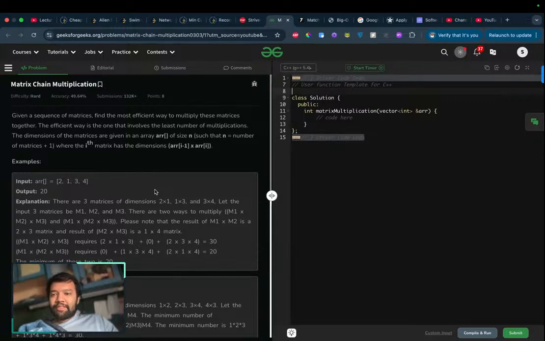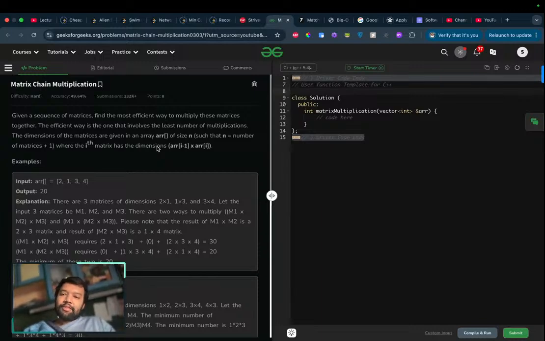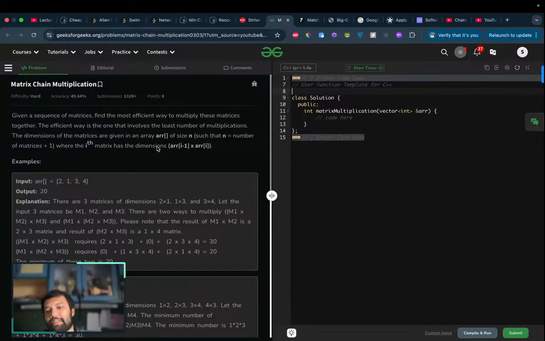Given a sequence of matrices, find the most efficient way to multiply these matrices together. The efficient way is the one that involves the least number of multiplications. Dimensions of the matrices are given. Then n is equal to the number of matrices plus 1, so there are n minus 1 matrices, where the ith matrix has the dimensions given in the array.